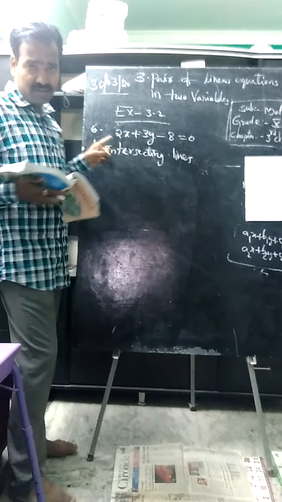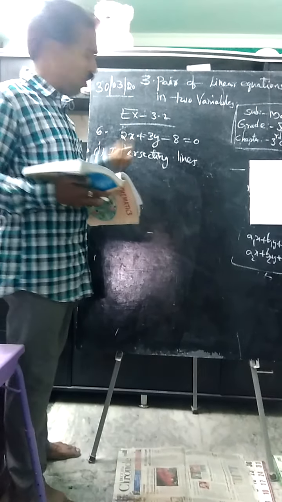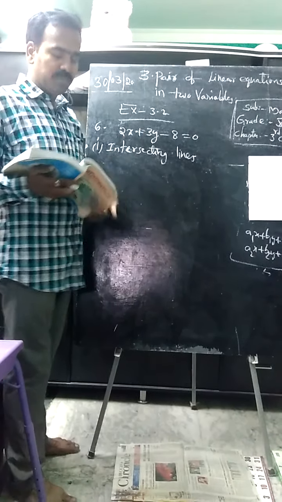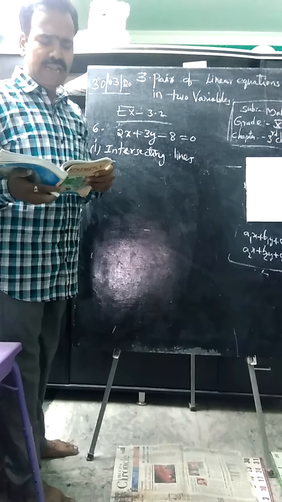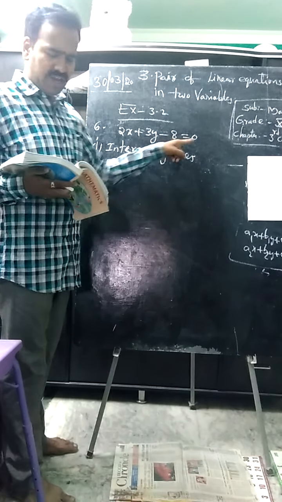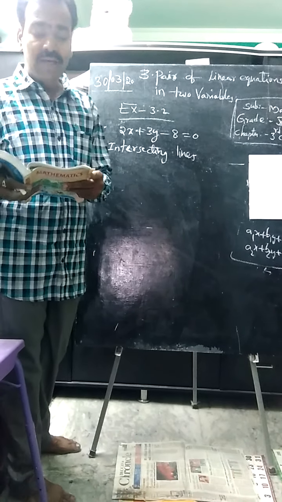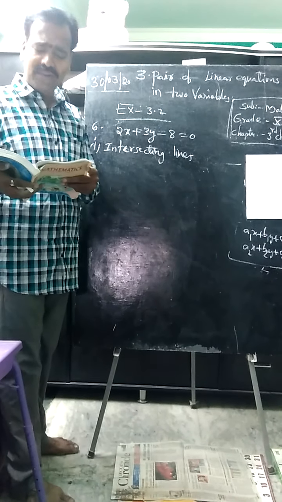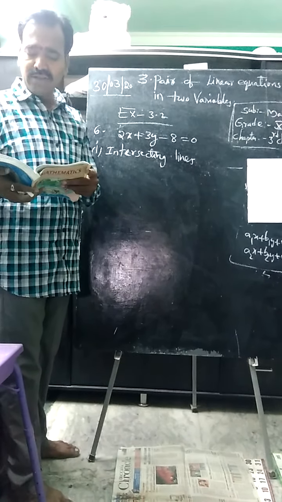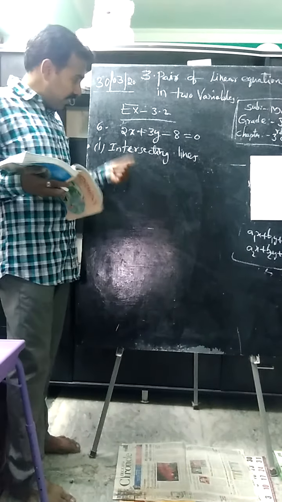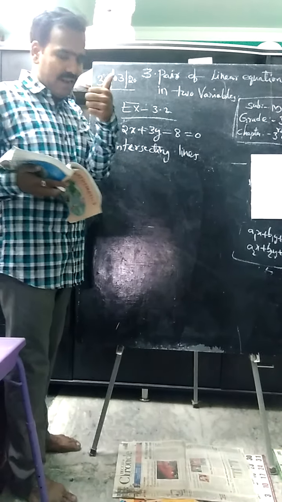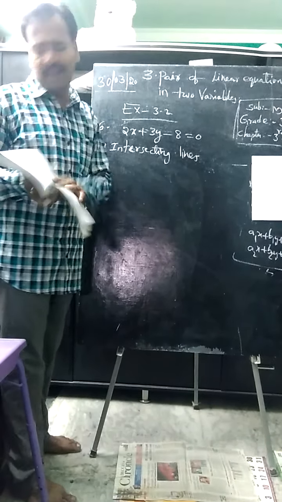Now the sixth problem, the last one of this exercise, we will discuss now. After that we will go to the next concept. What is given? Given a linear equation 2x plus 3y minus 8 equal to 0, write another linear equation in two variables such that the geometrical representation of the pair so formed is: first condition, intersecting lines; second condition, parallel lines; third condition, coincident lines.